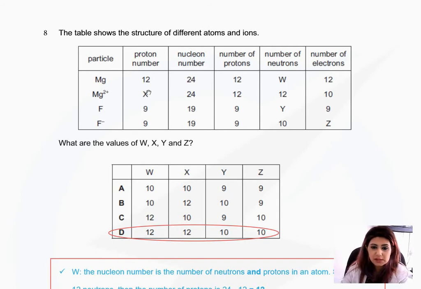Then we look for X. It's the proton number, which does not change for an atom or ion. If this is 12, this is also 12. That's why it gives us this one. Now, of course, you can try Y and Z if you're not sure that D is the answer.